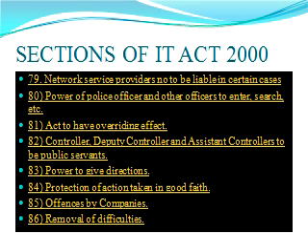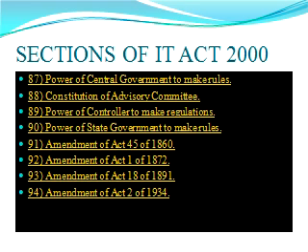Act to have overriding effect, Controller, Deputy Controller and Assistant Controllers to be public servants, power to give directions, protection of action taken in good faith, offences by companies, removal of difficulties, power of Central Government to make rules, constitution of Advisory Committee, power of Controller to make regulations, power of State Government to make rules, amendment of Act 45 of 1860, amendment of Act 1 of 1872, amendment of Act 18 of 1891, amendment of Act 2 of 1934. All these come under the sections which are covered under the chapters.